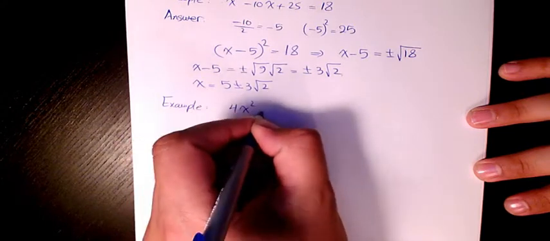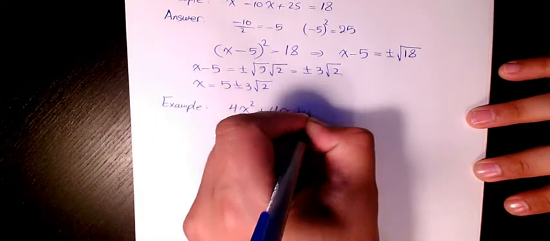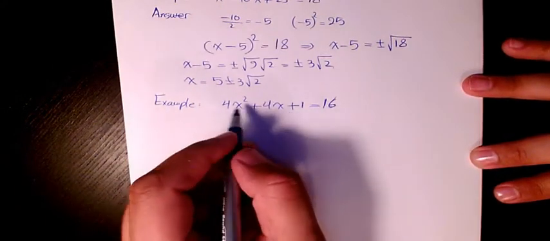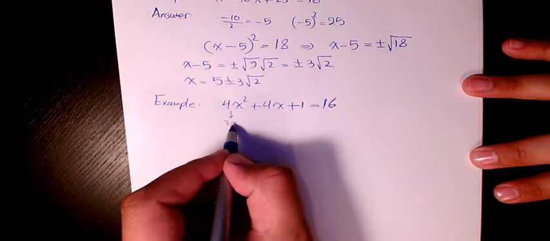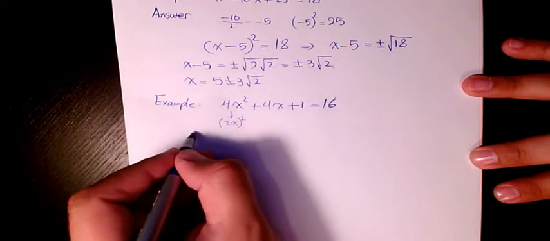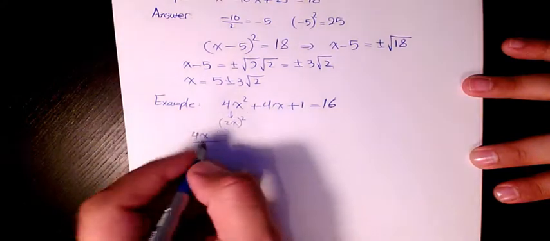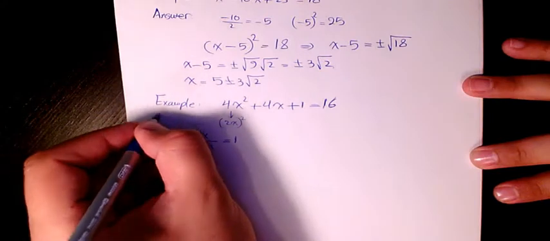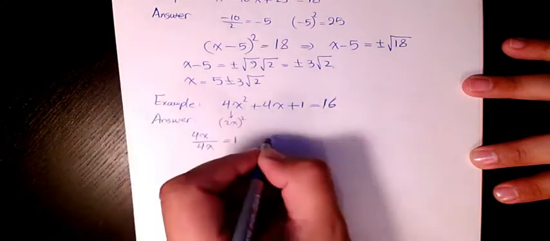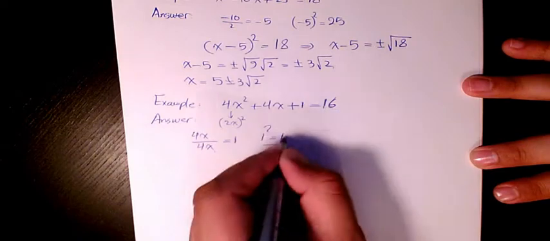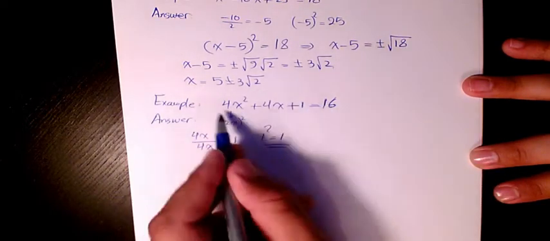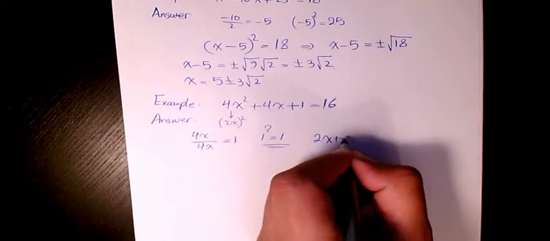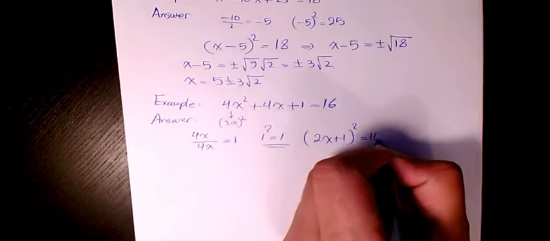We have 4x squared plus 4x plus 1 equals 16. So as you see here, this one is 2x to the power of 2. So we need to have 4x divided by 4x, which will be 1. And then 1 squared is going to be 1. These two match, so that's a perfect square trinomial. So I can have 2x plus 1 to the power of 2 equals 16.